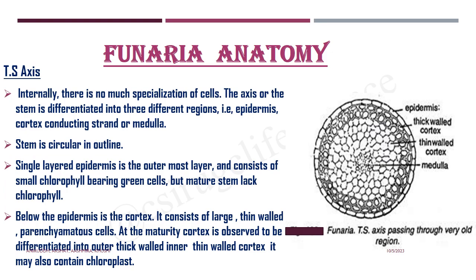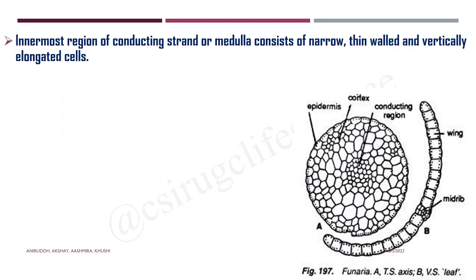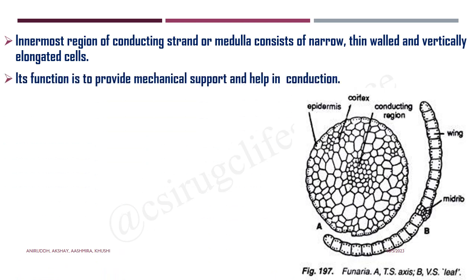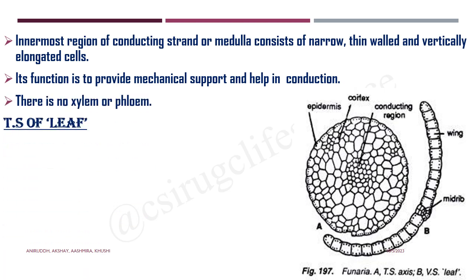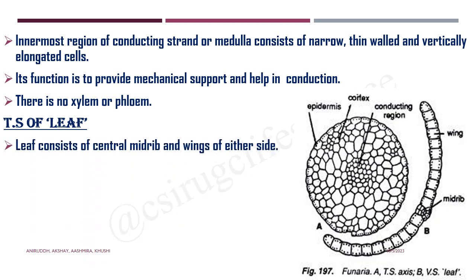So, the innermost region of conducting strand or medulla consists of narrow, thin-walled and vertically elongated cells. Its function is to provide mechanical support and help in conduction. There is no xylem or phloem. Next one is tiers of leaf. Leaf consists of a central midrib and wings on either side.